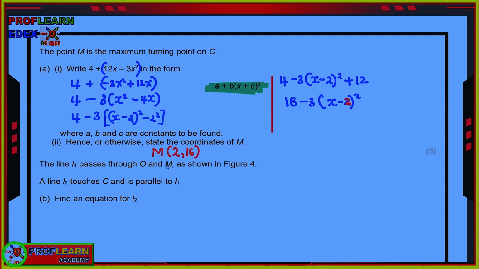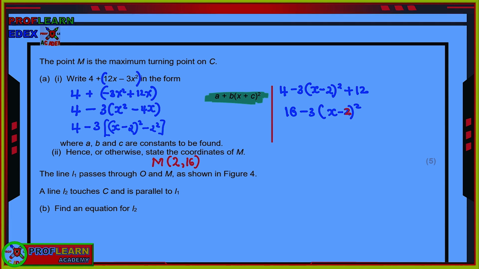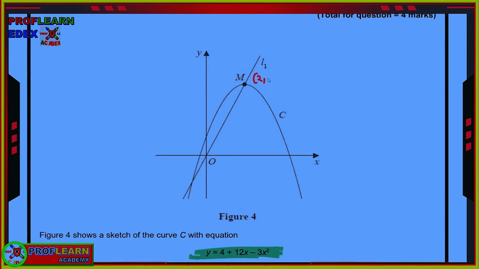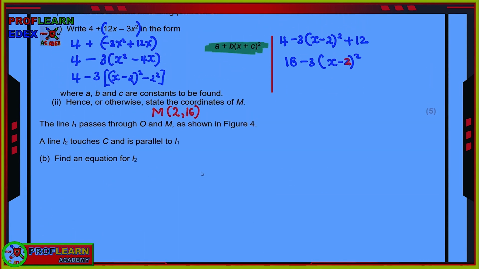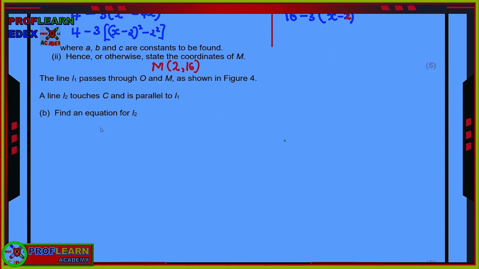Now, the line L1 passes through the origin and M, meaning we have the two coordinates through which line L1 passes. It passes through the point (2, 16), and also through the point (0, 0). So we can find the gradient of L1.